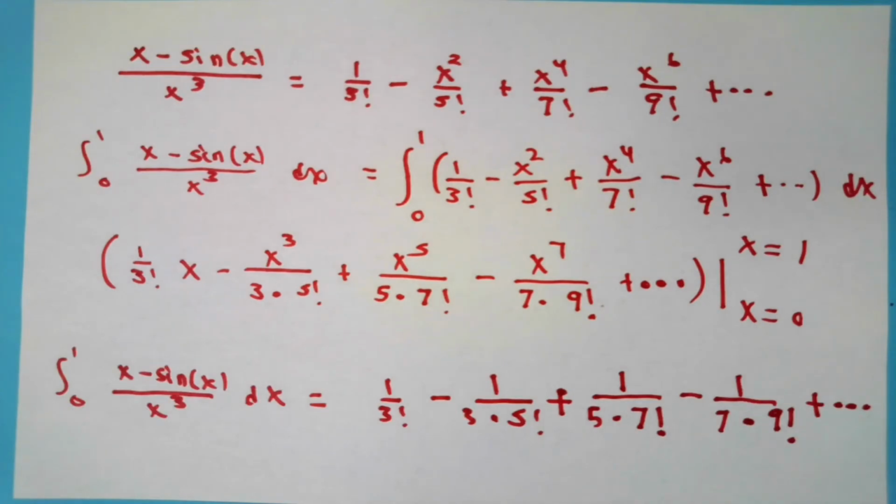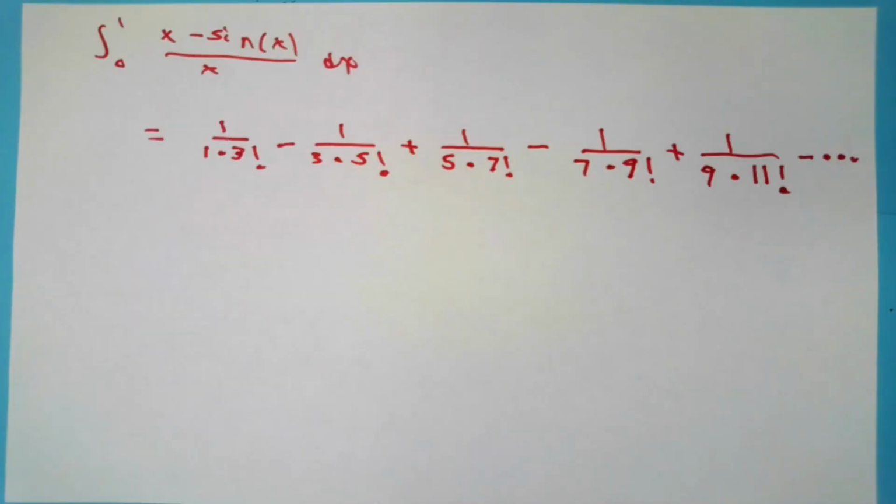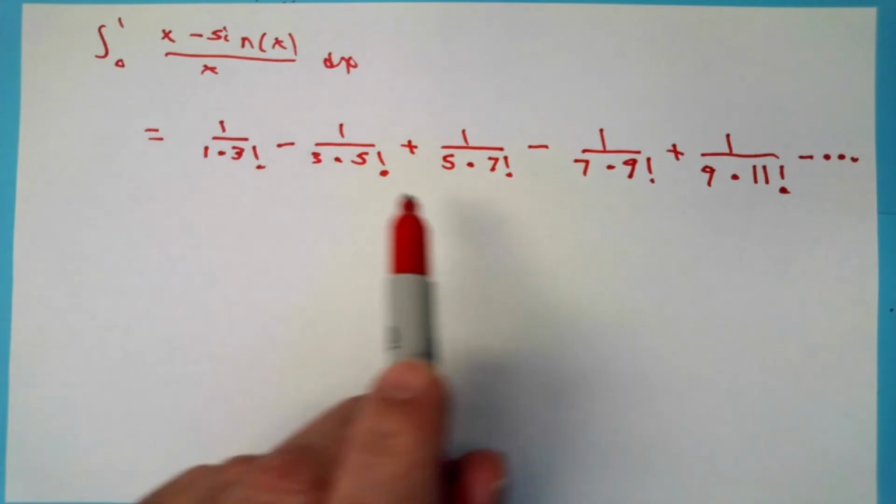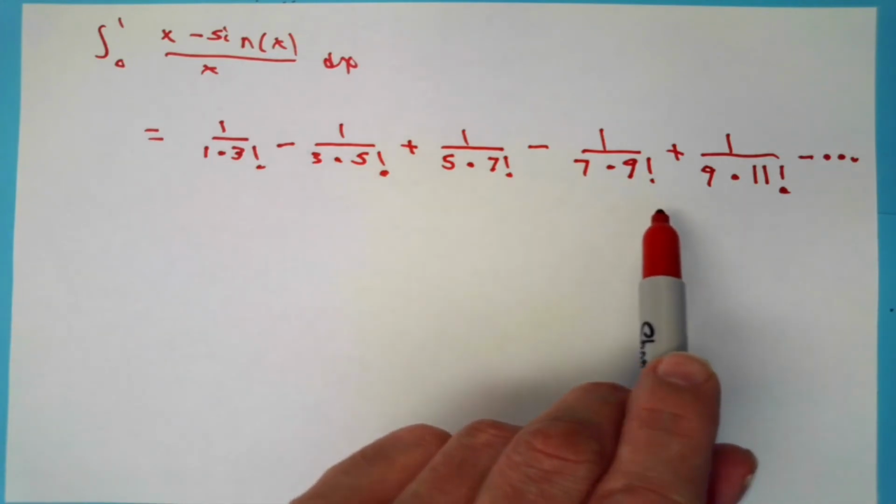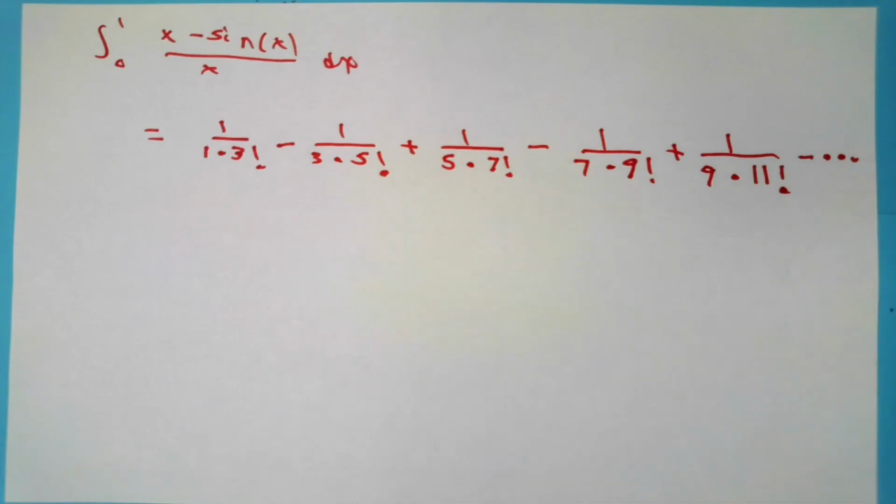This infinite series is an alternating series. The individual terms decrease and approach 0, so this infinite series converges. Also, there's an obvious pattern to the terms here. Each term has a factor in the denominator that is the factorial of something: 3, 5, 7, 9, and then obviously 11 and 13 and so on.